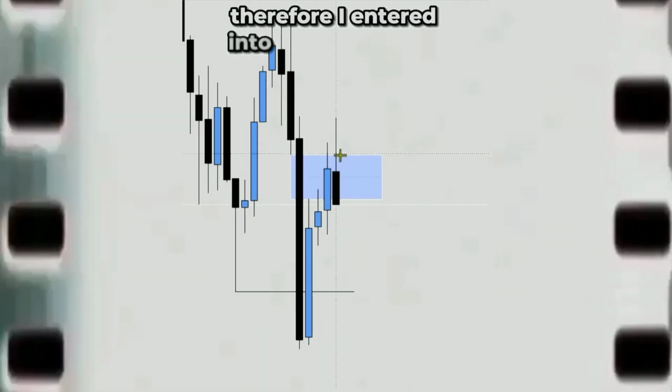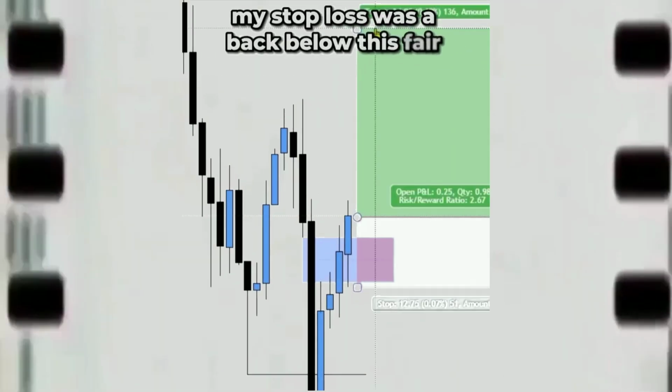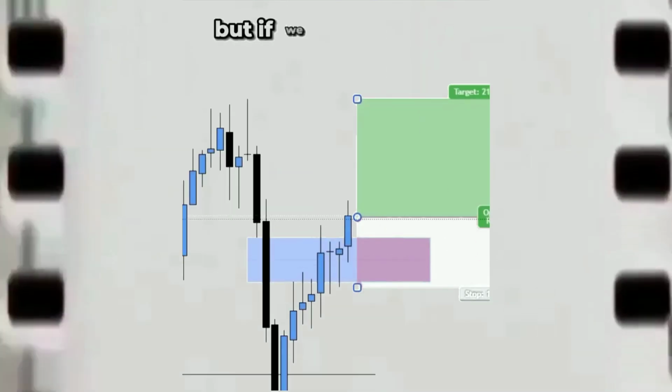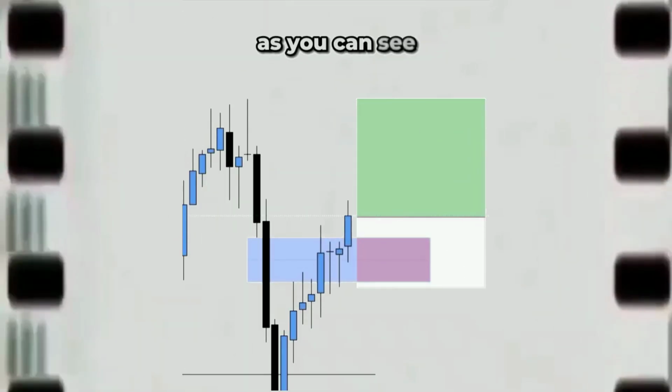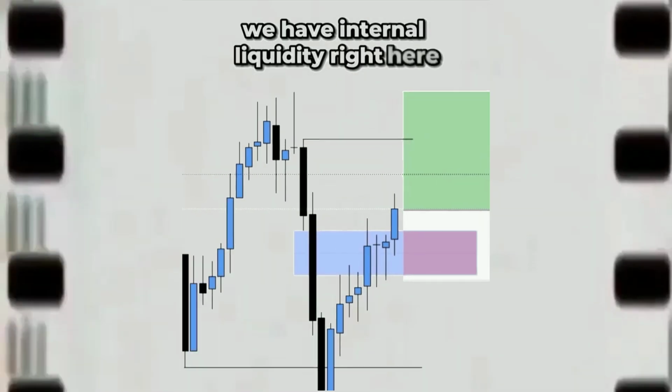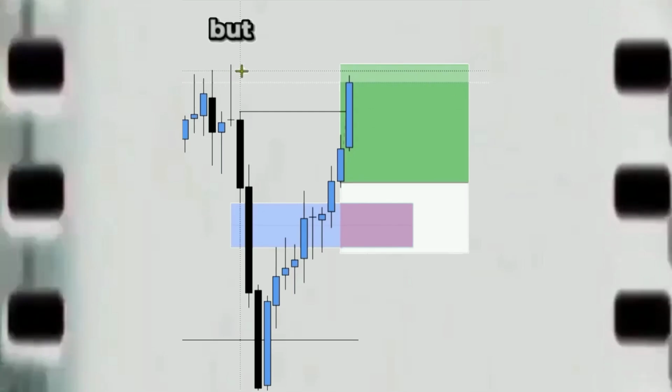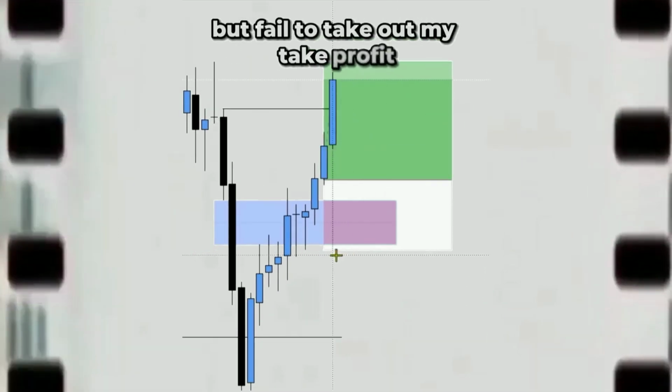Therefore, I entered into a long position right here. My stop loss was back below this fair value gap, and then my take profit was this buy side liquidity right here. But if we drop to the 1-minute time frame, as you can see, we have internal liquidity right here. So if we play out the price action, we sweep this internal liquidity but fail to take out my take profit. So as soon as this happens, I put my stop loss to break even. So now I'm in a risk-free trade.